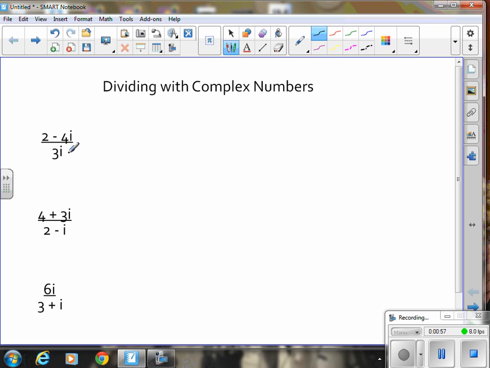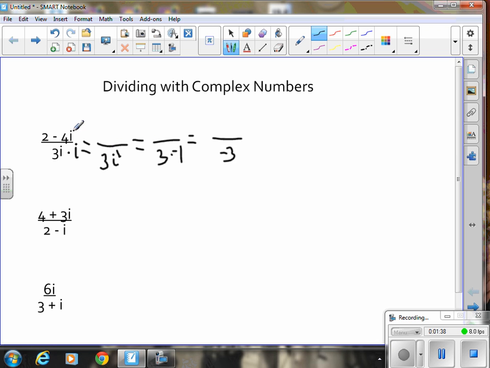I can think back to my powers of i. Since this is just an imaginary term in the denominator and not a complex number, then I could multiply by just i, because by multiplying the denominator by i, that is going to leave me with 3i squared in the denominator, which we know the value of i squared is -1, which would leave me with 3 times -1 in the denominator, which is -3.